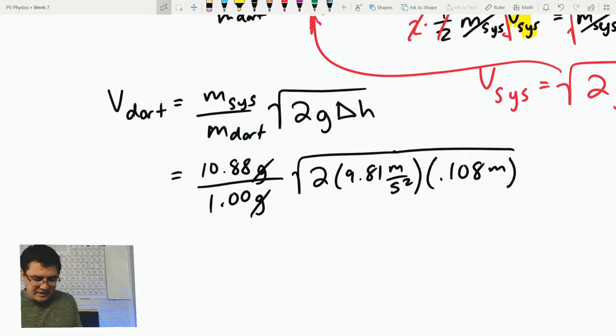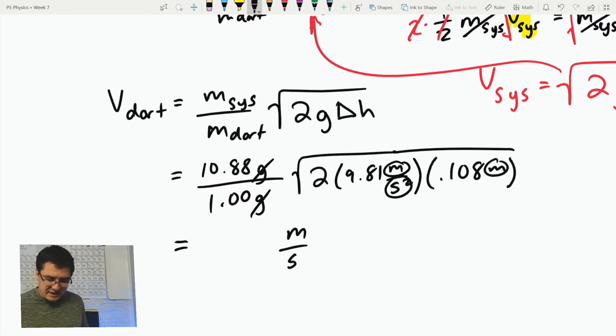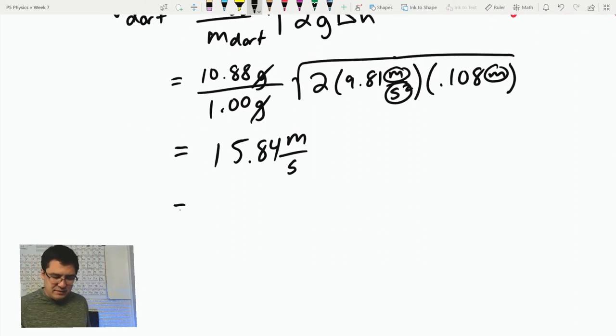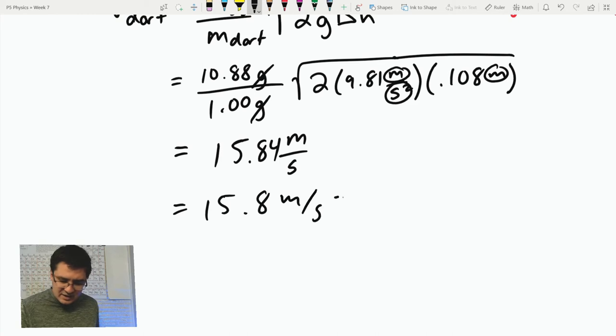Okay, so I type this all in. Notice I get meters squared over second squared, and when I take the square root of that, I end up in meters per second. So 10.88 divided by 1 times the square root of 2 times 9.81 times 0.108, close my parentheses, I got 15.84. We could just say 15.8 meters per second. And then converting that to feet per second or miles per hour, let's do it. 15.8 meters per second to feet per second.